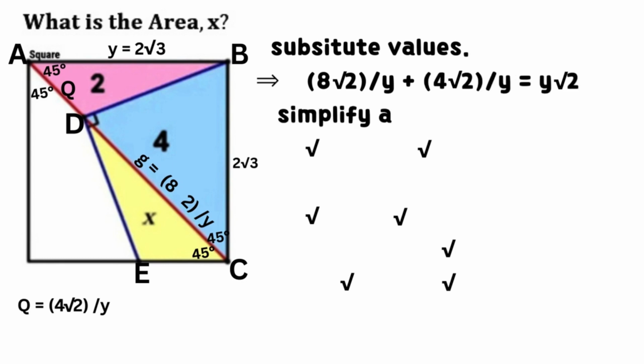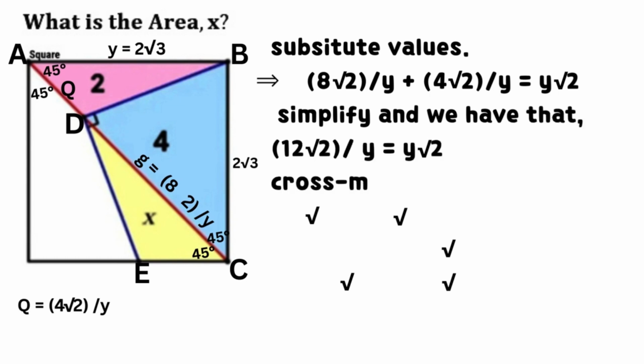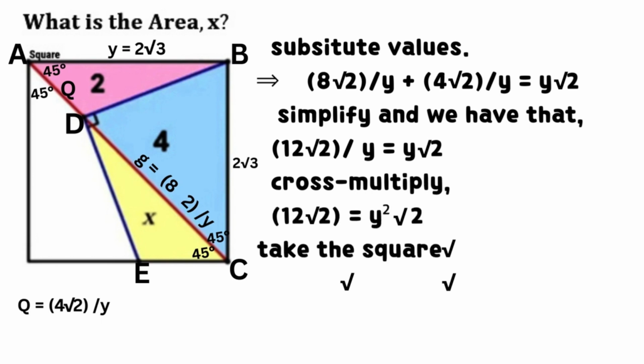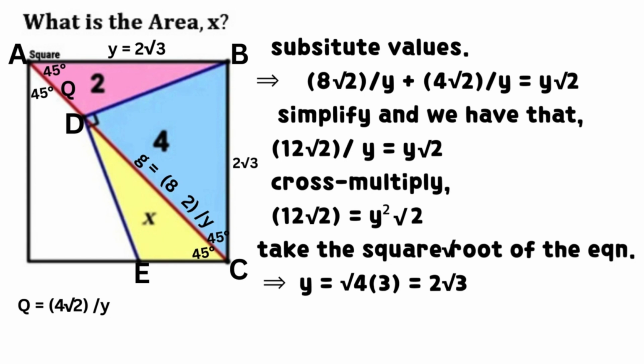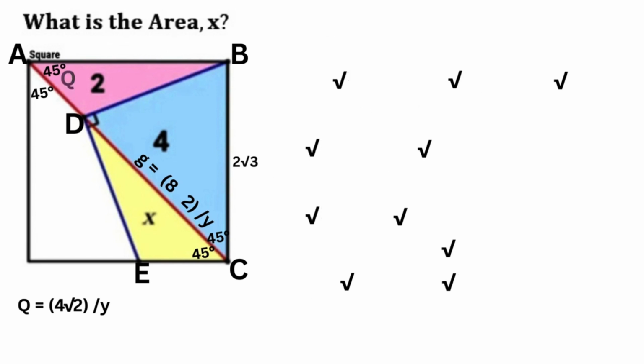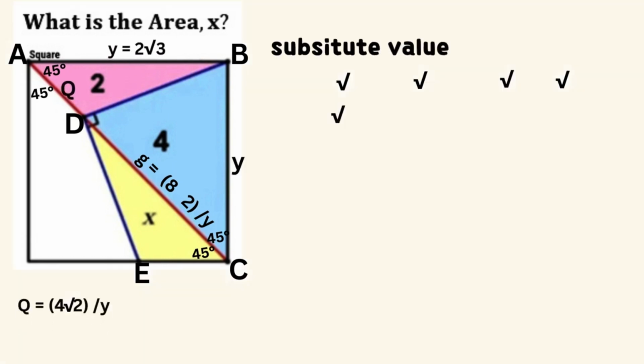Substitute values. It means that the sum of the product of 8 and the square root of 2, all divided by Y, and the product of 4 and the square root of 2, all divided by Y equals Y times the square root of 2. Simplify and we have that 12 times the square root of 2 divided by Y equals Y times the square root of 2. Cross-multiply and we have that 12 times the square root of 2 equals the square of Y times the square root of 2. Take the square root of the equation. It signifies that Y equals 2 times the square root of 3.